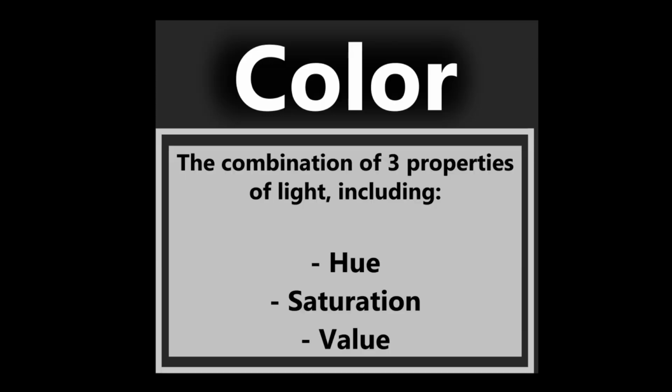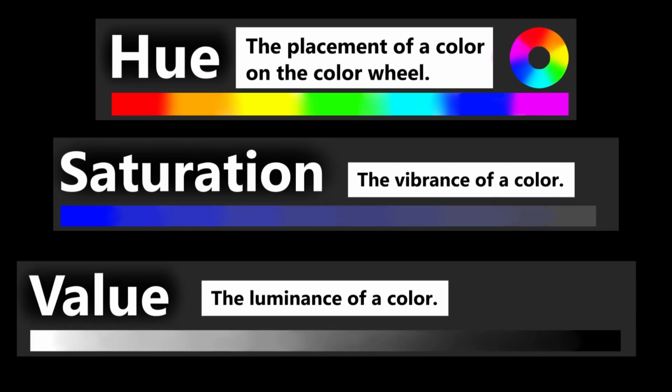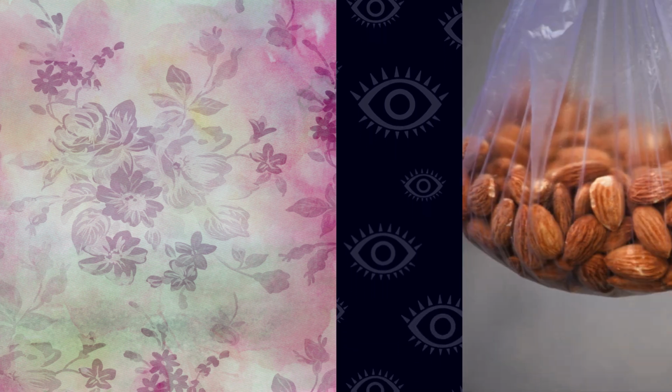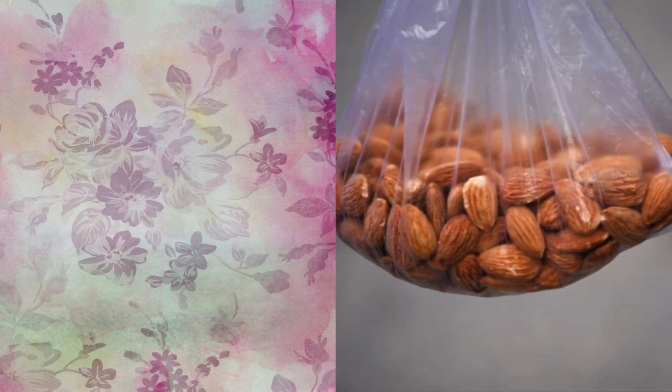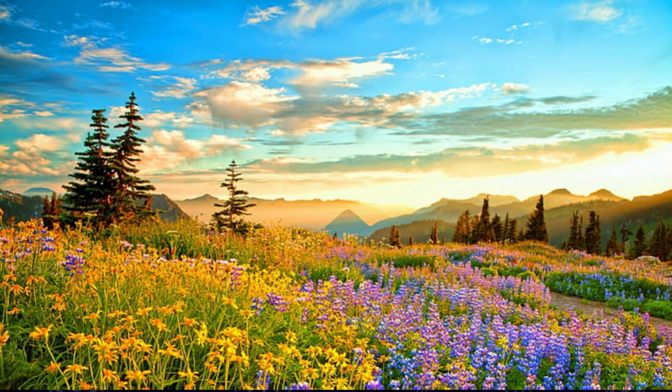Let's start with color. Color has three properties, each of which can be used for different purposes. Saturation describes how vibrant a color is, or how close it is to being grayscale. Low saturations can be used to create subtle elements that don't stand out. High saturations can be used to emphasize elements via contrast, or give stronger colors to entire scenes.